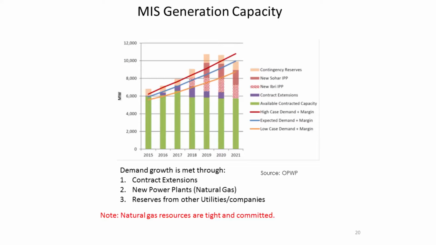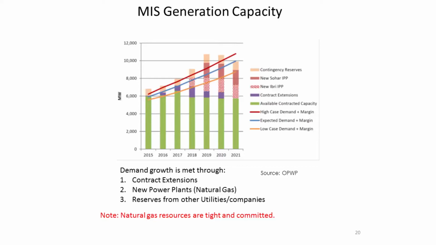This is the low scenario demand. This is the high scenario demand. So if we have a very good economy and an increase in demand, this will be the scenario. If we have low expectations, then this will be the demand. How can we cover this demand?